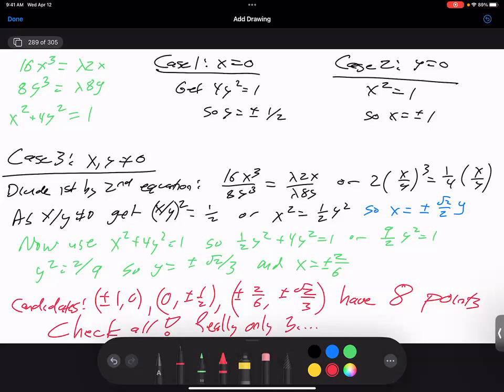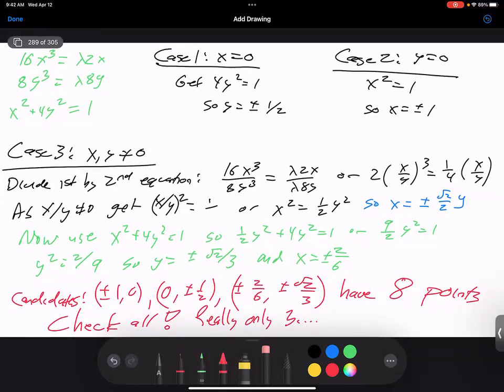Equation 2 is x y cubed equals 1/4 x y. Oh crap, did I do it the wrong way? It should be 1/8. I wish you'd said that earlier. Yep, that should be 1/8. So this needs to be fixed. And that should be a 1/8 over here. So that's going to change things a little bit. So that should be 1/8.